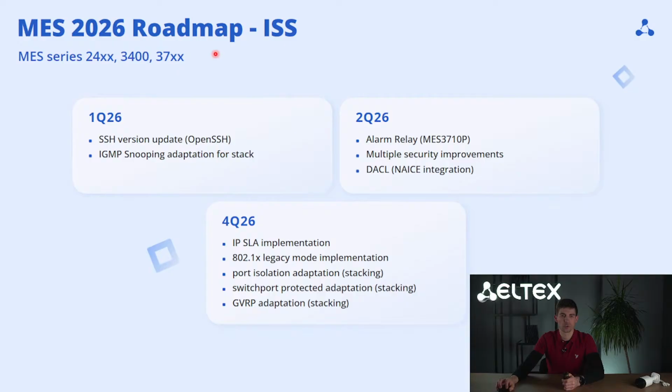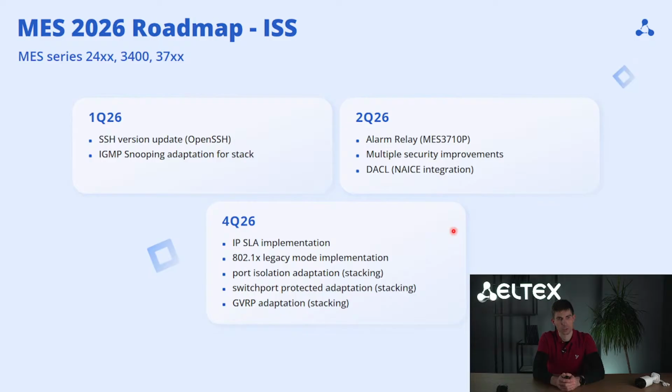Our 24, 34, and 37 series ISS operating system, we had 3 releases this year. We have a little bit longer release cycle, because it's not as wide a device range in this series, we're not upgrading it as fast as the ROS series. ROS would of course be our first priority, and ISS is going to go a little bit behind. But the main thing here, as I said, we're going to keep on working on the stacking capabilities and keep on adding features to stacking, especially in the fourth quarter of 2026.